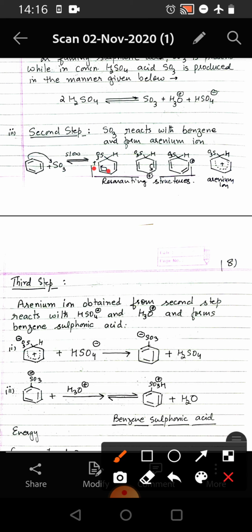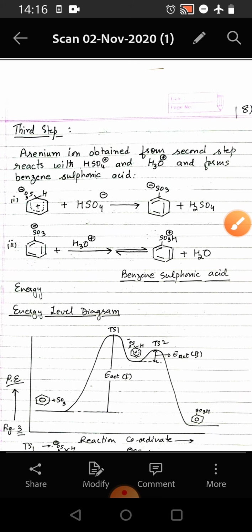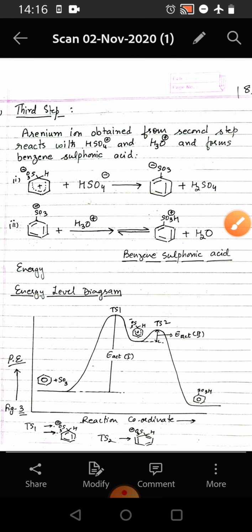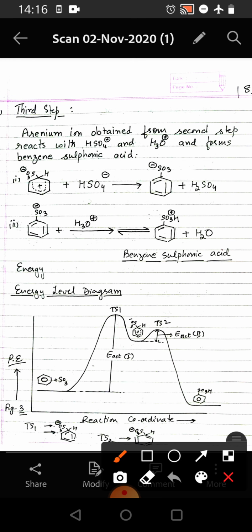And again, as we have seen before, by the migration of the electron pair within the ring, the positive charge also migrates within the ring from the second to the fourth position to the sixth position and forms three resonating structures, whereas this areninium ion is the hybrid of these three resonating structures, and it is called the areninium ion.